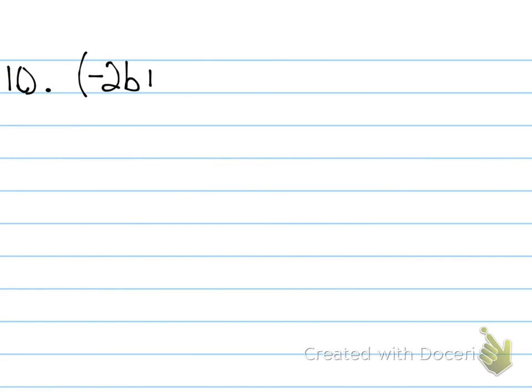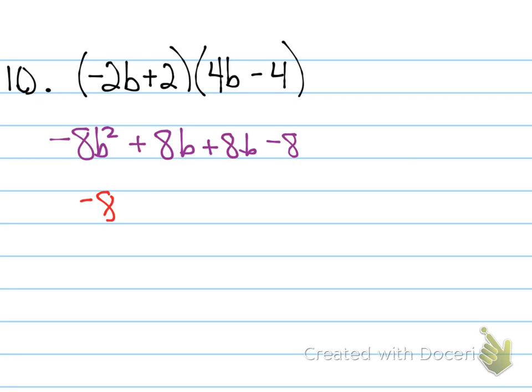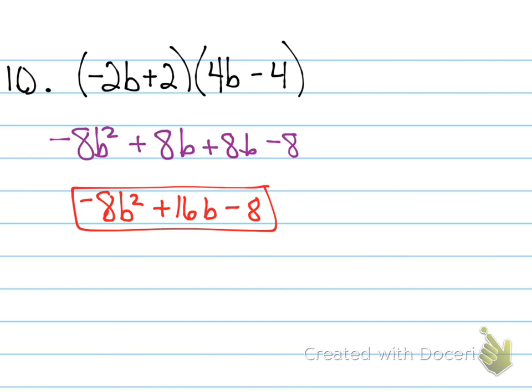Okay, now let's multiply the binomial. What method do we use to multiply binomials? FOIL. All right, so work on that. First, outside, inside, last. This is not your final answer. Why? You have to simplify the like terms in the middle. 8b plus 8b? 16b. Okay, did you get that right?